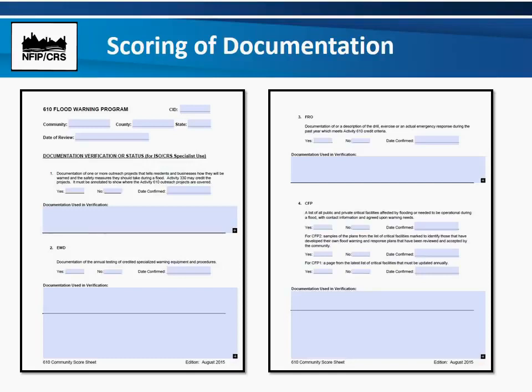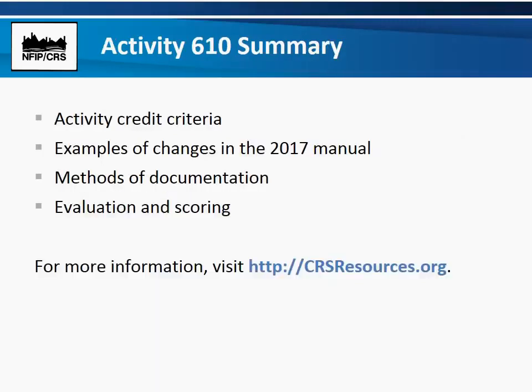In summary, I've briefly explained the activity's credit criteria as shown in the CRS Coordinator's Manual. I've given you examples of changes which will be implemented in the 2017 manual. I've also shown you methods of documentation using the documentation checklist and a sample of a score sheet that I send to the ISO specialist and which you will also get. We can use those score sheets in any email correspondence or even a conference call.